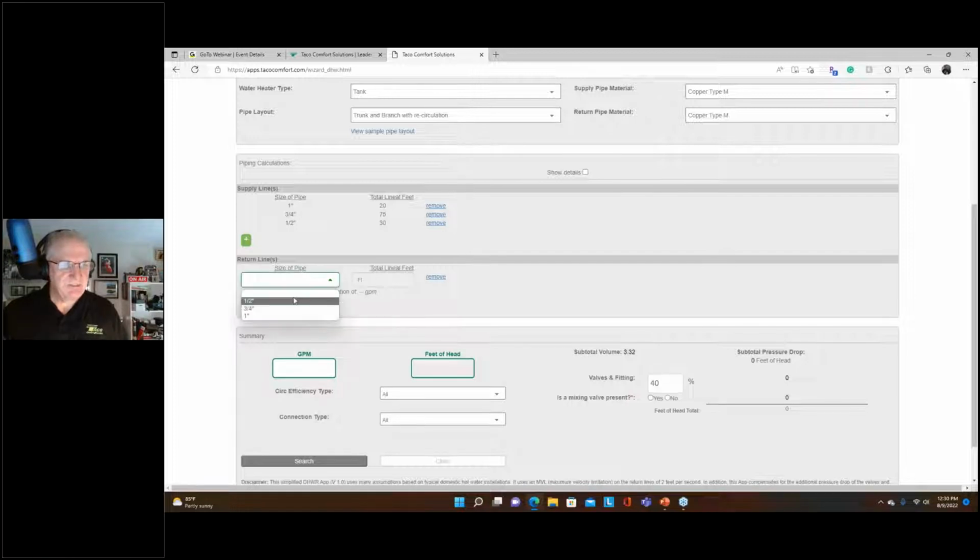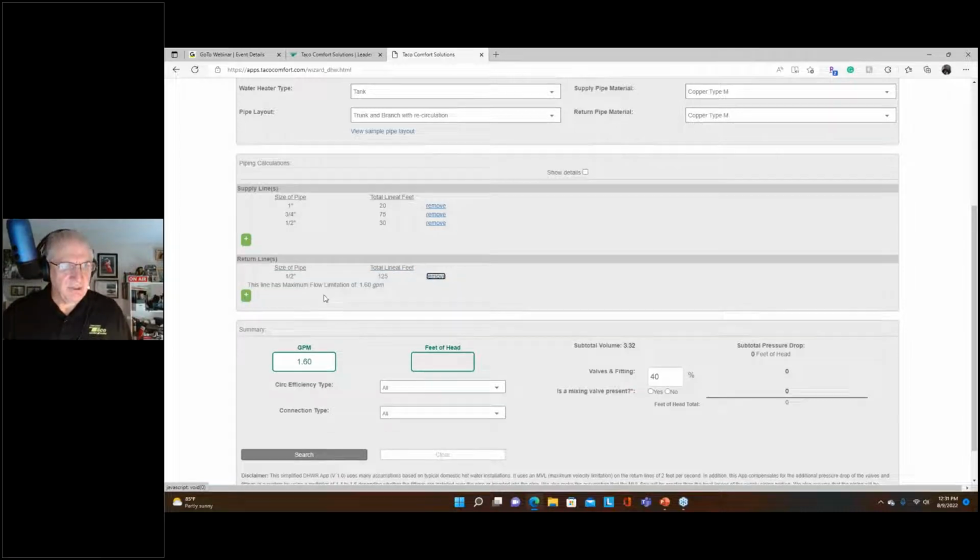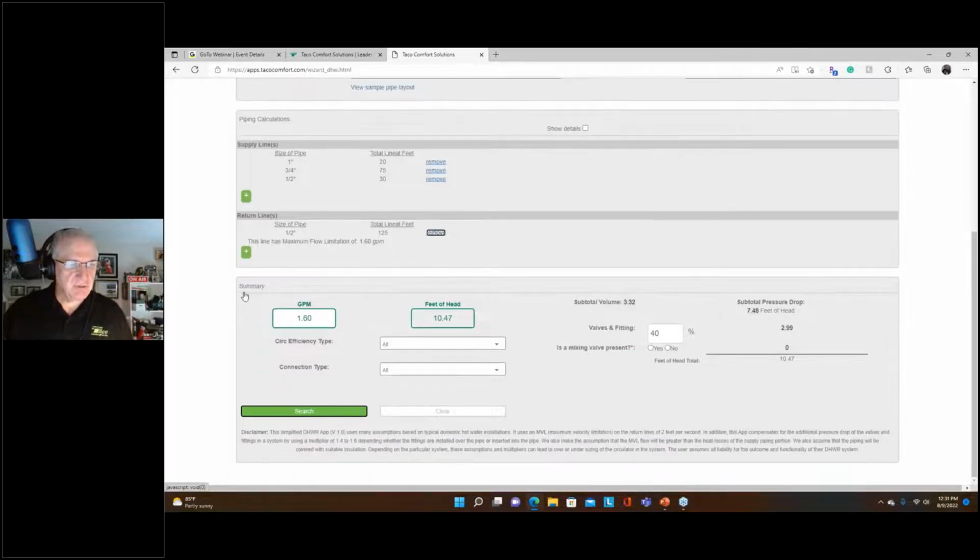Okay, so let's just pick 1/2 inch. And let's say it's 125 feet all the way back. All right, now you'll note right here what pops up. This line has a maximum flow limitation of 1.6 GPM. That's already been popped out for you. All right, now we go down to our summary. So right now it's telling us, hey, your circulator is 1.6 gallons per minute. That's the max. Through our piping arrangement, we find that we have 10.7 feet of head.